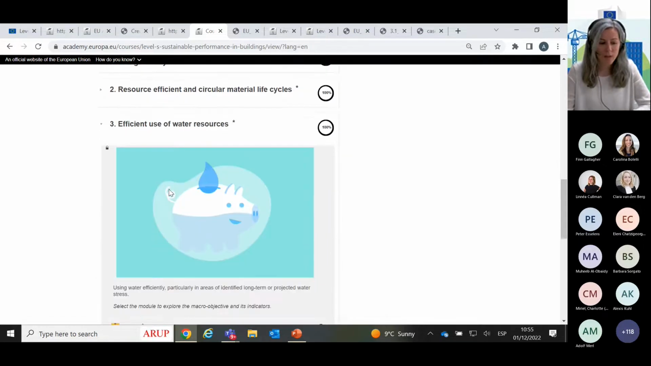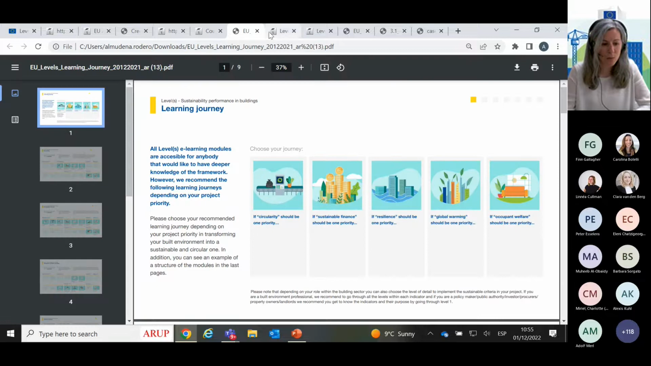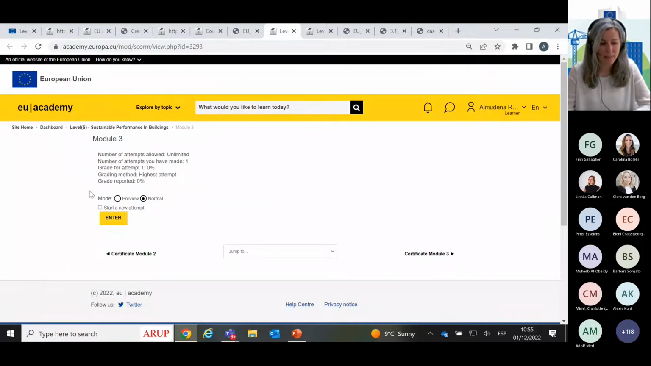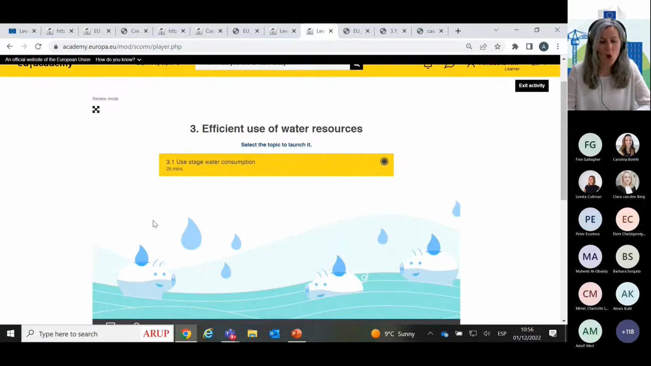I'm going to show you the example of module 3, which is the efficient use of water resources, which is the example that we are using in this webinar. So you need to click on this, and this first page will appear. You click on enter, and then this first screen will appear. All the modules are structured the same.